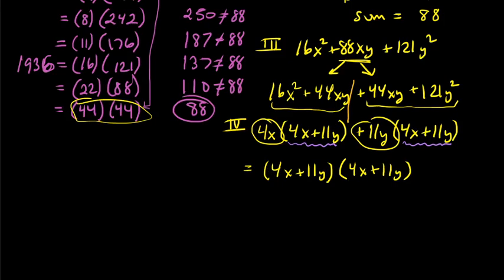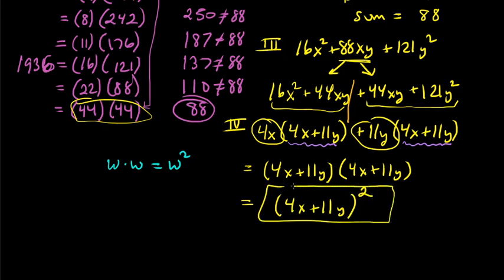Right. On the other hand, you don't write w times w. You write w squared. So because these 2 factors are exactly the same, we don't want to leave it like this, right? We want to write it as a perfect square. We're taking 4x plus 11y, multiplying by itself, also squares it. So that's how we should write the answer.